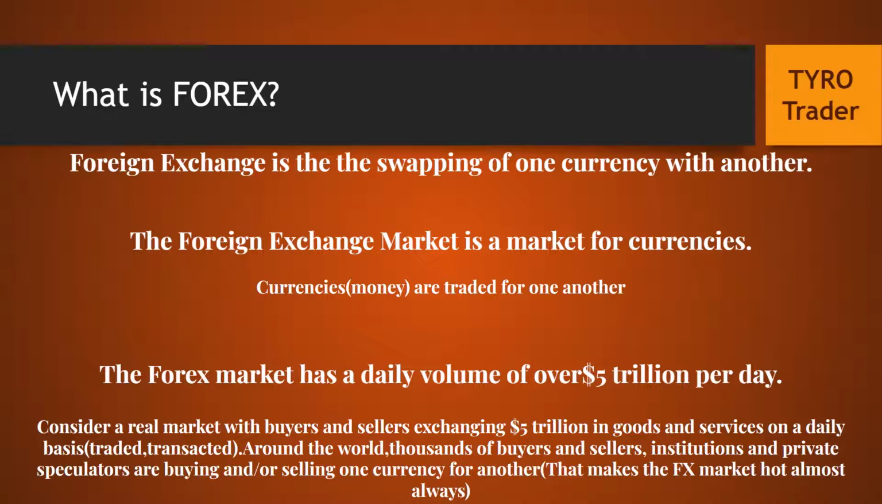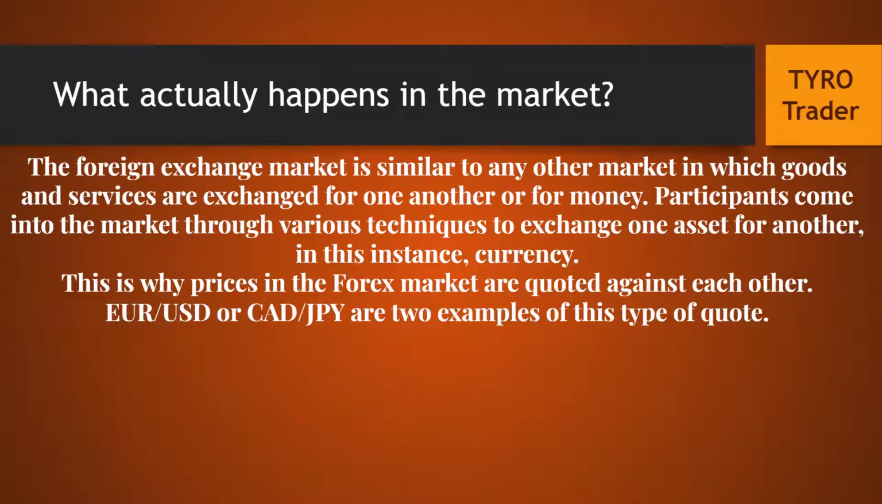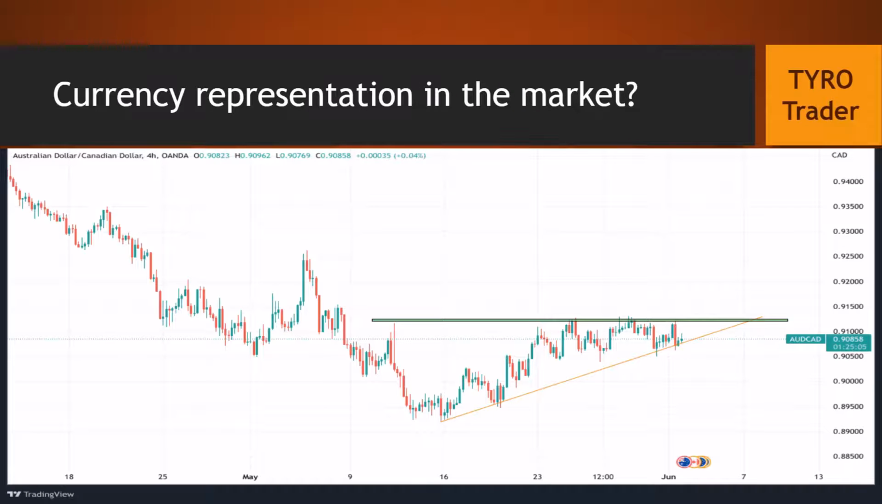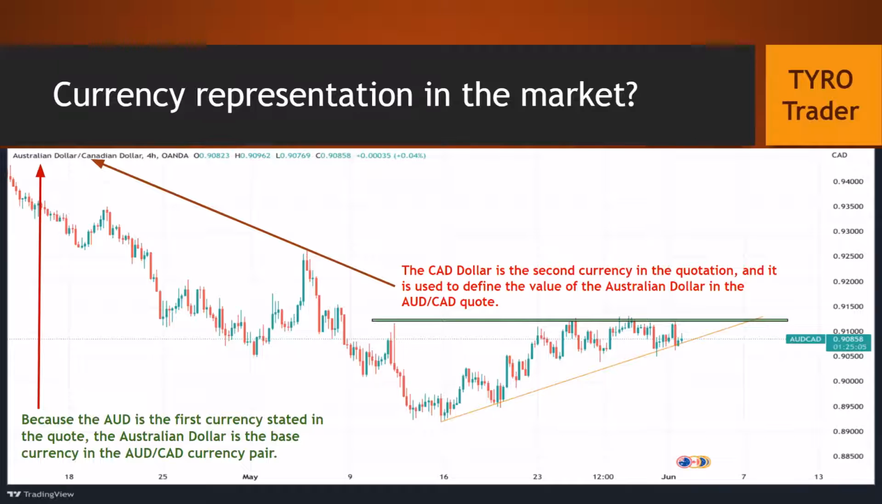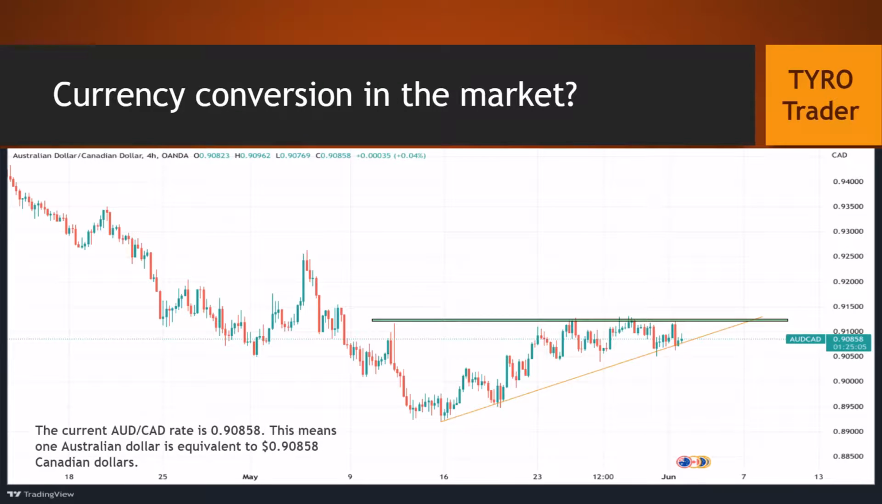So what actually happens in the market is currencies are paired with each other in a way that there is a base currency and there is a conversion currency. Let's look at an example. And I like to call this the story of two currencies, the Australian dollar and the Canadian dollar. We can see from the pairing that the Australian dollar is the base currency, while the Canadian dollar is the conversion currency. What this means is one Australian dollar converts to whatever the rate is at the moment.